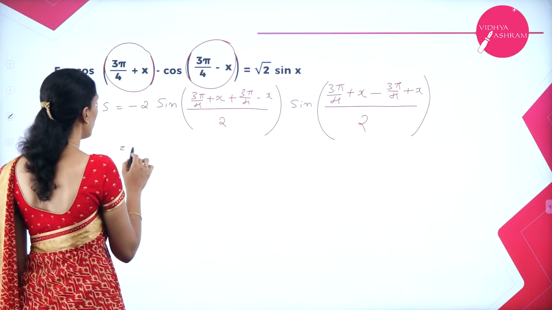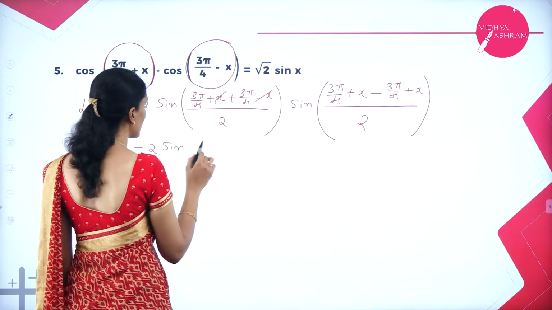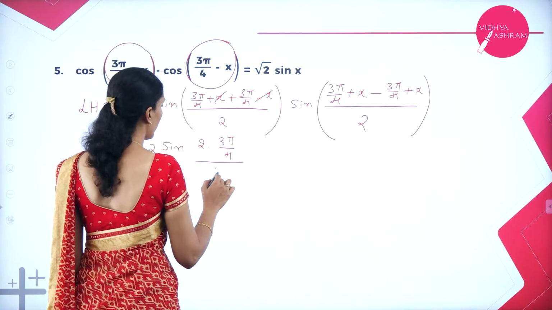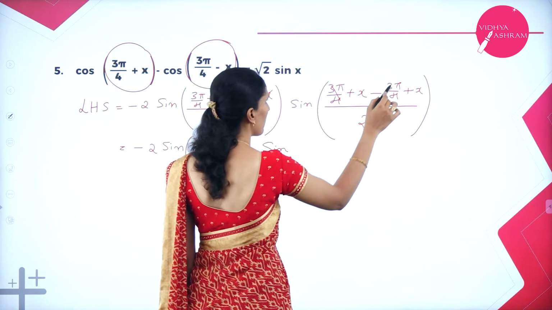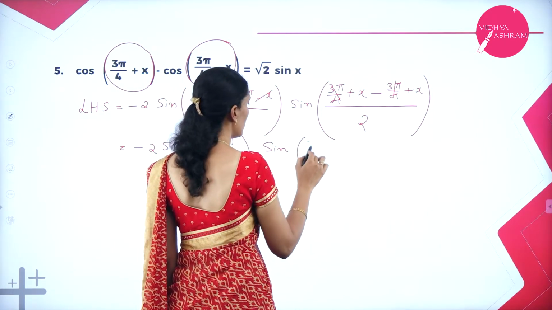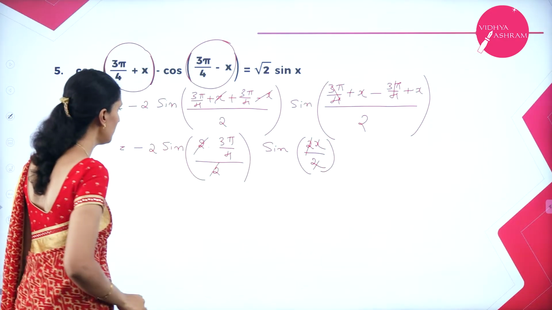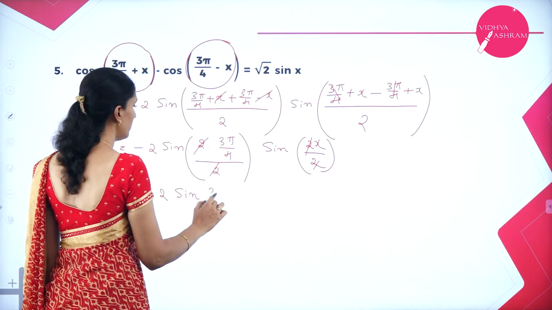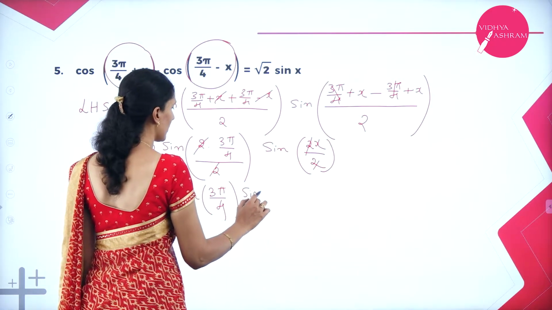Or you can write it in brackets first, then apply the sign later. So now you have minus 2 sin. Here x and x get cancelled. You will get 2 times 3 pi by 4 whole divided by 2. And here 3 pi by 4 and 3 pi by 4 get cancelled, leaving 2x by 2. The 2s cancel here. You have minus 2 sin 3 pi by 4 into sin x.